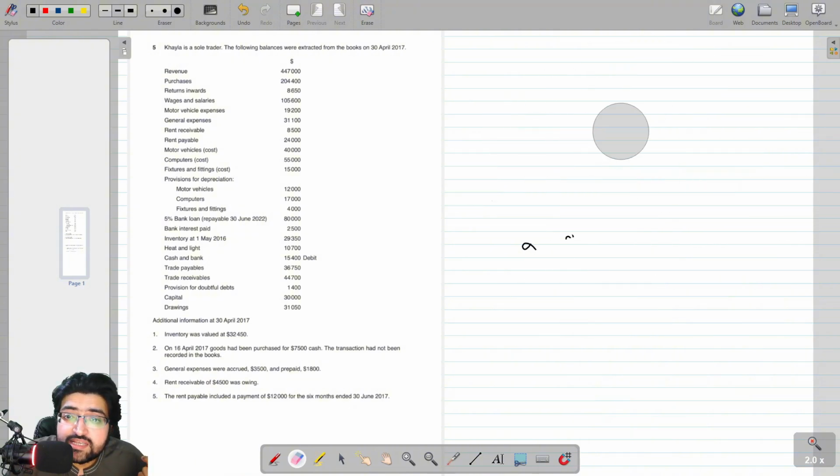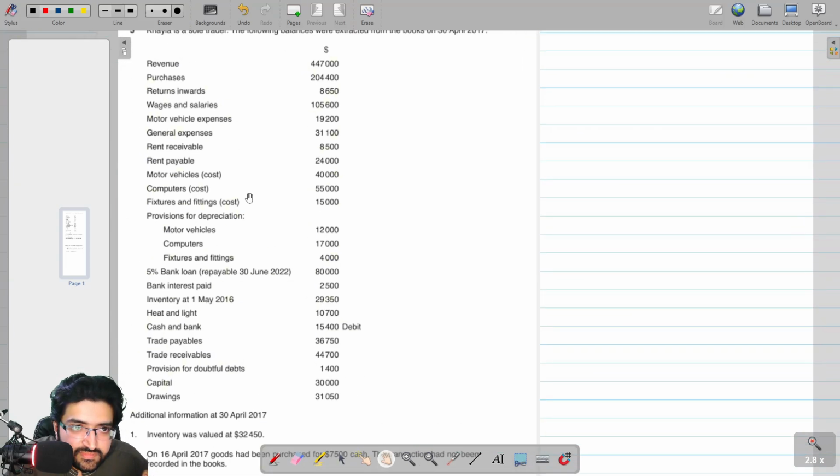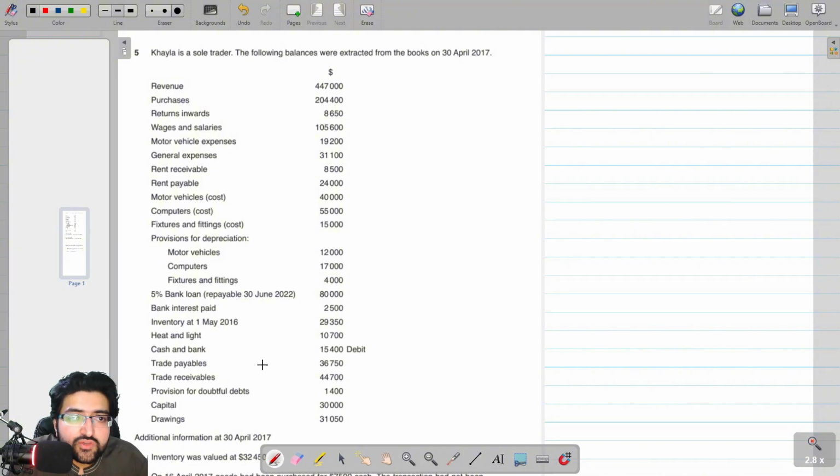Okay, this is the list given. You can see revenue, purchases, return inwards, all these things are given. So the first thing I tell my students to do is to identify each one of these and where will they be used. So let me show you how. Let me zoom this in first. Let's move it here. Okay, so what is revenue? Revenue is simply another word for sales, and you know where will I use this? In the income statement. Okay, purchases, again income statement, cost of sales section, right?